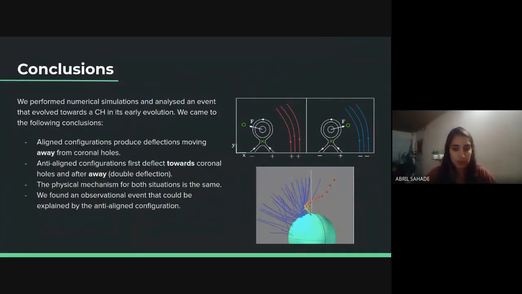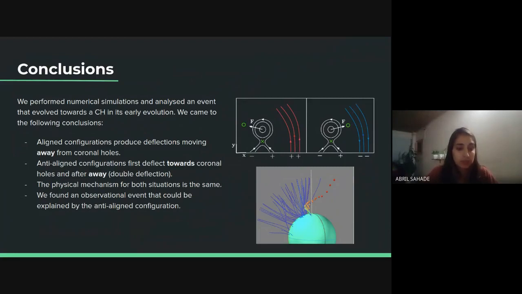Well, our conclusions. We simulated and analyzed an event that evolves towards a coronal hole in its early evolution. We came to the following conclusions. Well, first, the aligned configurations produce deflection moving away from coronal holes, and the anti-aligned configuration firstly deflects towards the coronal hole and afterwards against it, meaning that in the later evolution stage, both cases evolve against the coronal hole, as regards the literature.